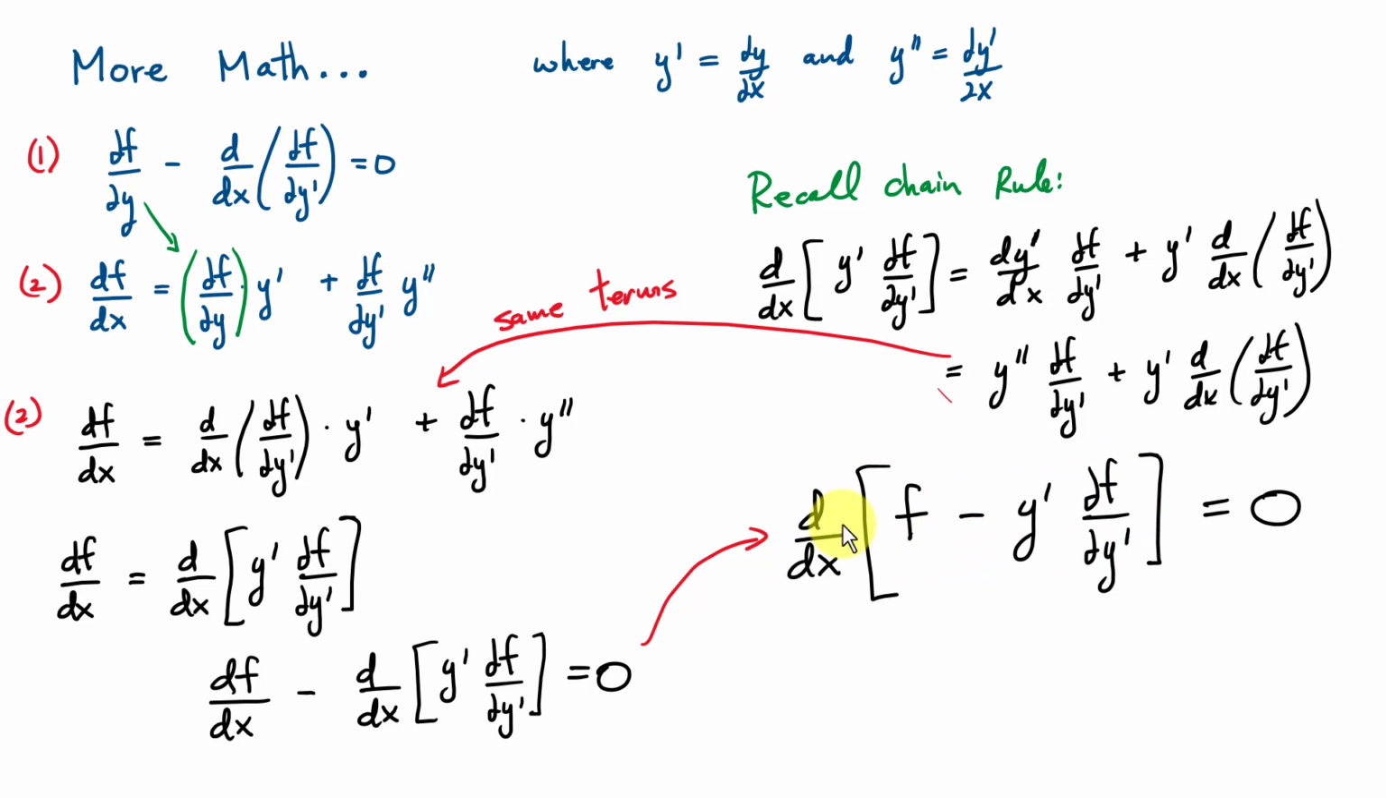So if I have the derivative of some complicated function with respect to x that equals 0, guess what? It means that whatever is in this square bracket right here must be equal to a constant value. Okay? If it's equal to a constant value, then you're going to satisfy this second equation. So it's this second equation here that we're going to use in order to use the Euler-Lagrange equation method to prove Snell's law for this problem. All right, so now let's go finish off this problem.